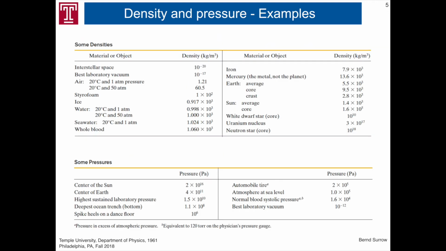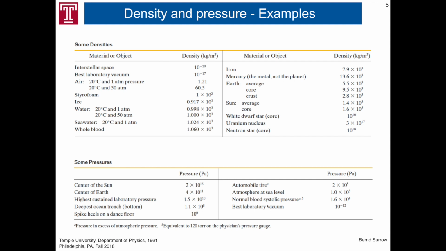So let me give you a little bit of a feel for pressure. If we are talking about new quantities, you have to first get a feel for it. How large is 1 Pascal? So 1 Newton per square meter. An automobile tire has typically 2 times 10 to the 5 Pascal, Newton per square meter. Atmospheric pressure at sea level is typically 1, so the tire air pressure is twice as large.